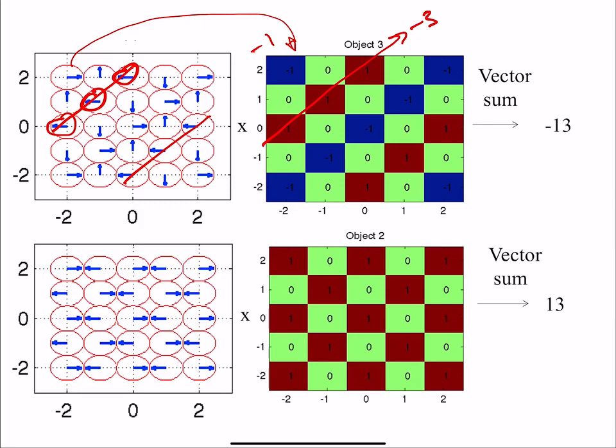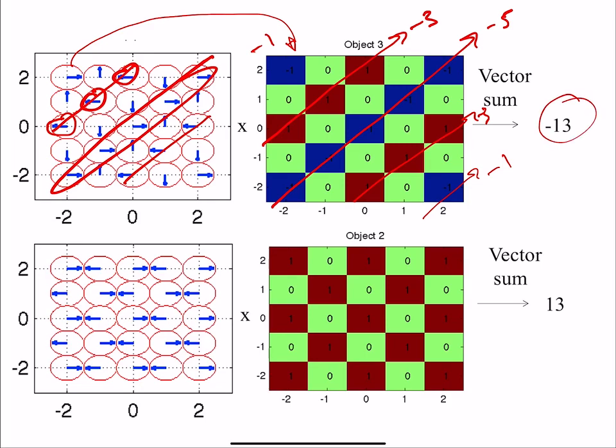Okay? If I look at these phasors, they're all 1, so I multiply them by -1, they're all going to give me -5. Similarly, this is going to be -3, this is going to be -1. So the sum of all those things is -13. Okay?